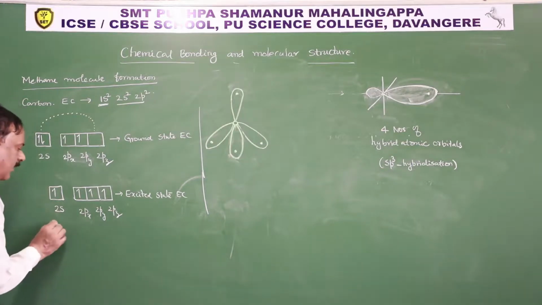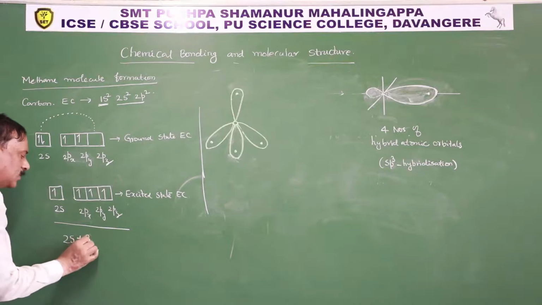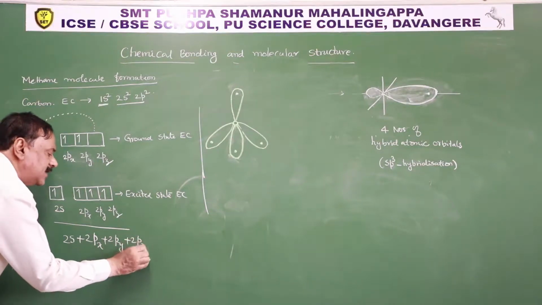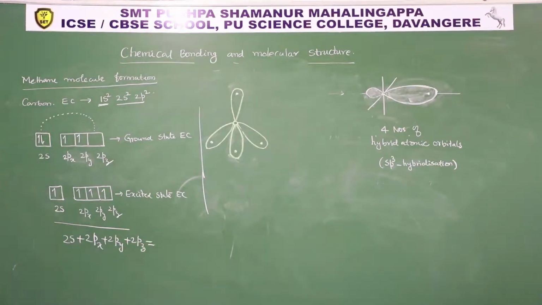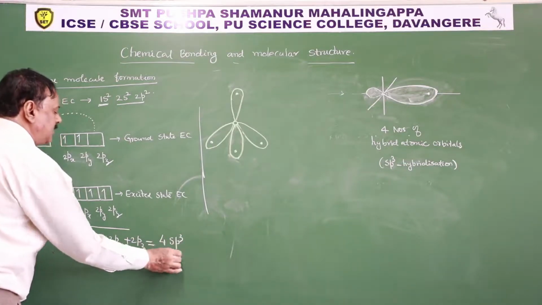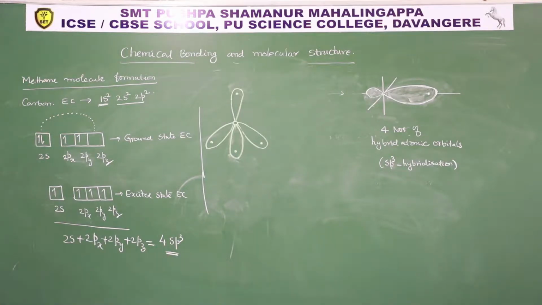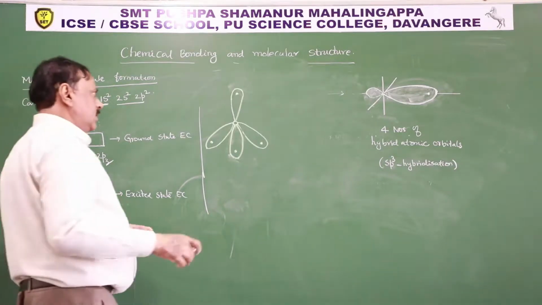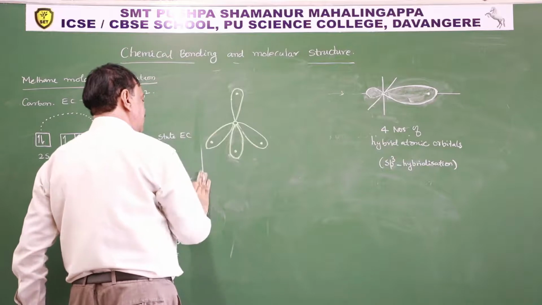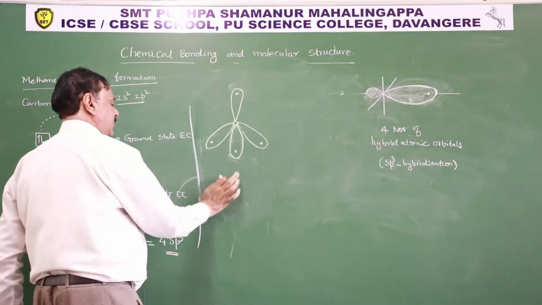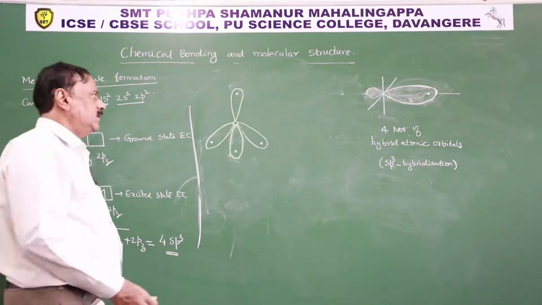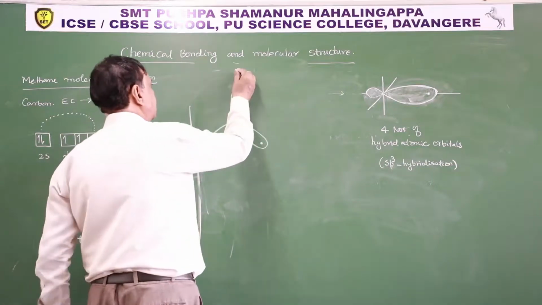Now mixing up all these, 2s plus 2px plus 2py plus 2pz, the main energy levels are the same but the sub energy levels differ in energy and shape. Then it leads to the formation of 4 sp3 hybrid atomic orbitals. That is our methane molecule formation. Here each atomic orbital has 1 electron, so it needs 1 more electron for bond formation to reach the octet state. Therefore, they acquire 1 electron from the hydrogen atom.